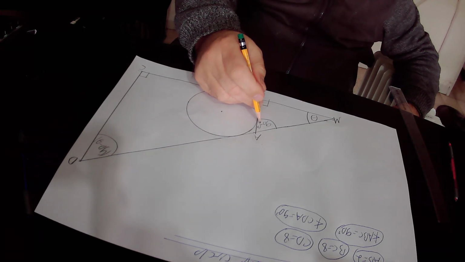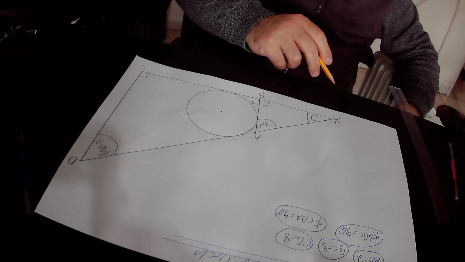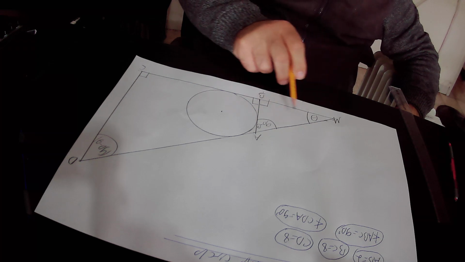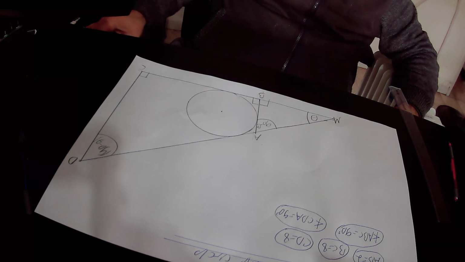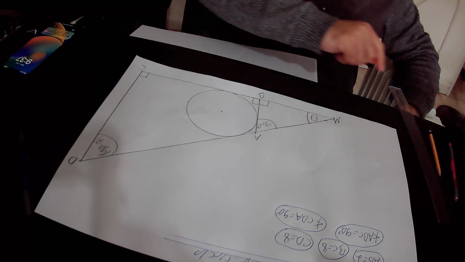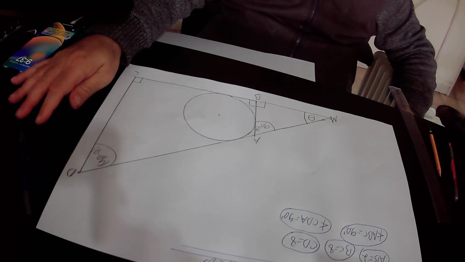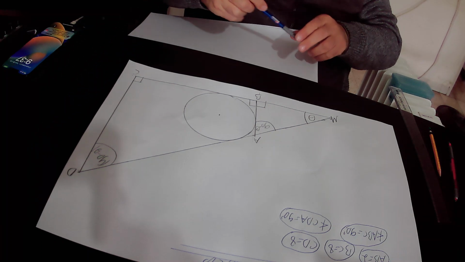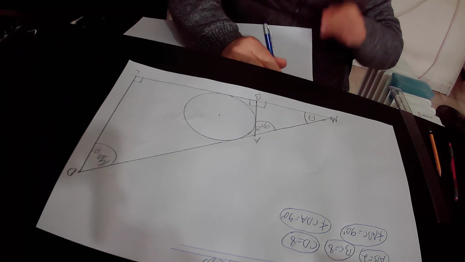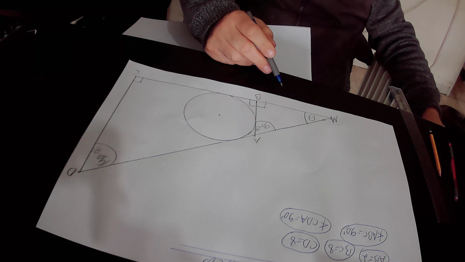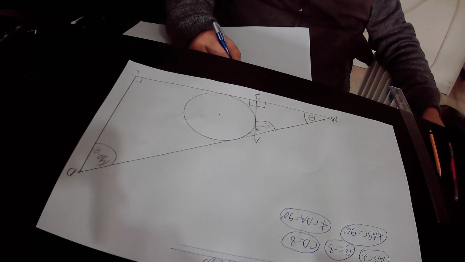In the next step, we'll prove that the big right triangle, triangle DCM, is similar to the small right triangle, triangle MBA. So write it down. We'll prove that the big right triangle, triangle DCM, is similar to the small right triangle, triangle MBA.